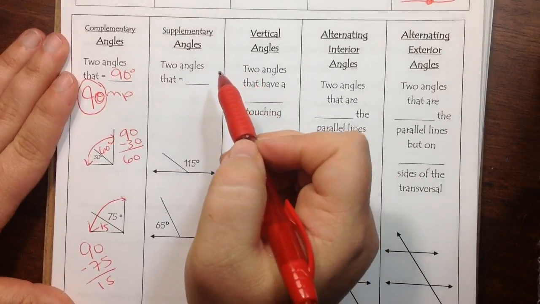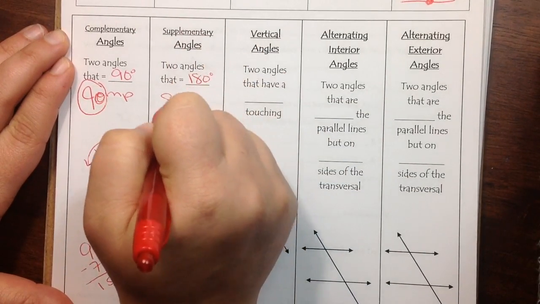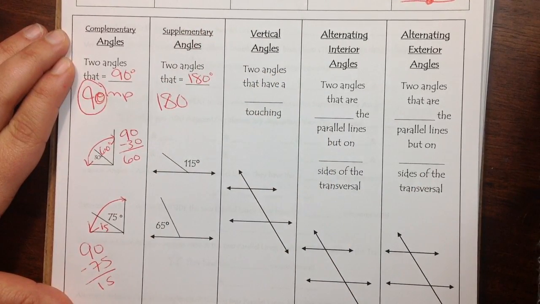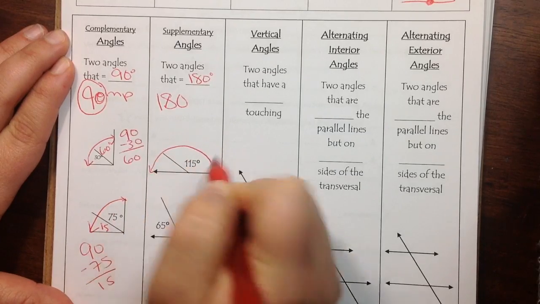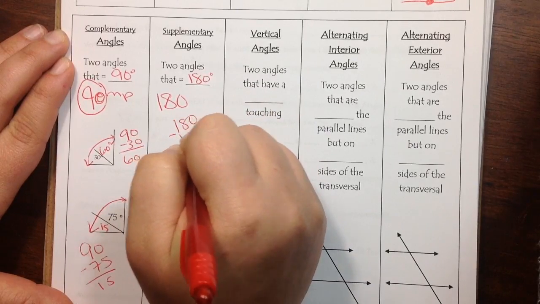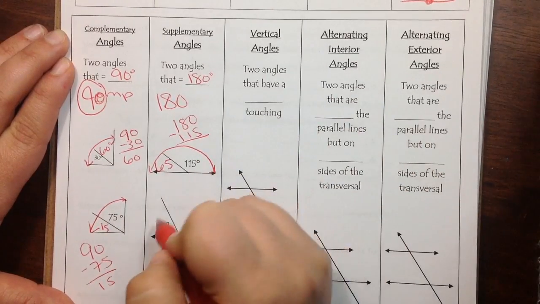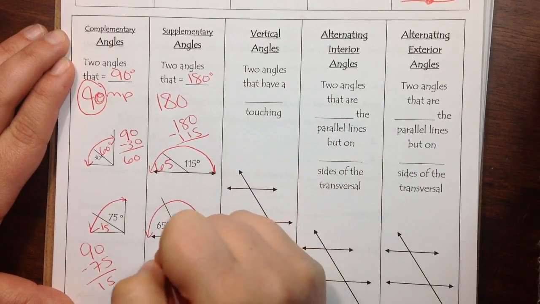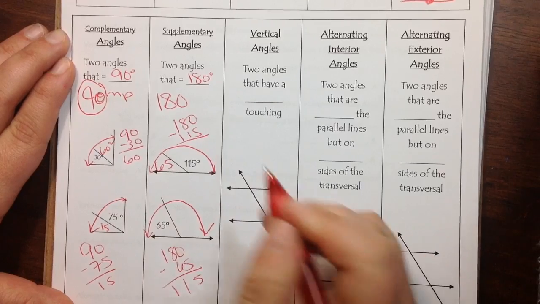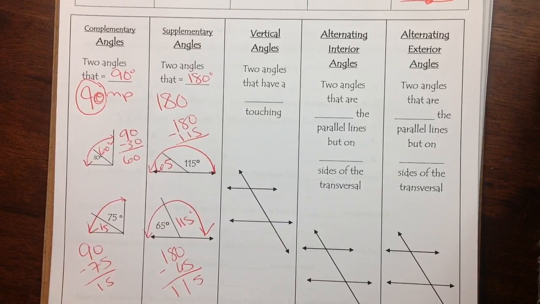Okay? Now we're going to do supplementary. Supplementary are two angles that equal 180 degrees. Sup, the S for the supplementary, turns into the 8 for 180. So again, if a straight line is 180, it's telling you that these two angles will equal 180. We just do 180 minus 115, and we should get 65. Same thing here. 180 minus 65 would be 115. Okay? So supplementary are two angles that when you put them together equal 180 degrees.